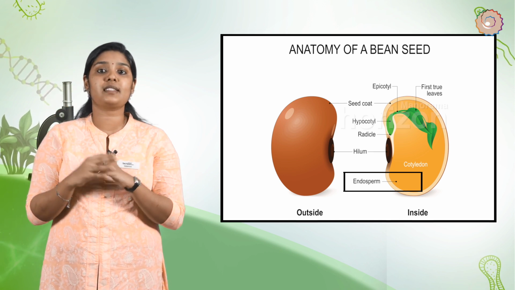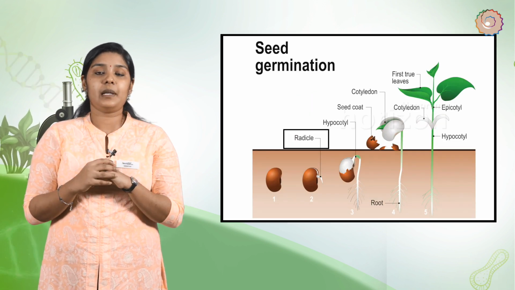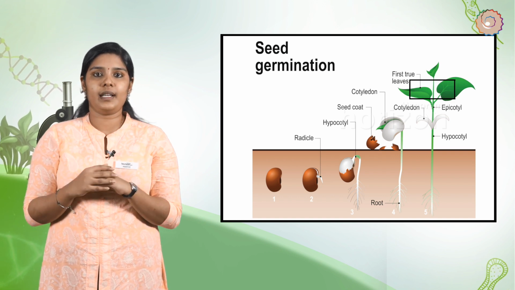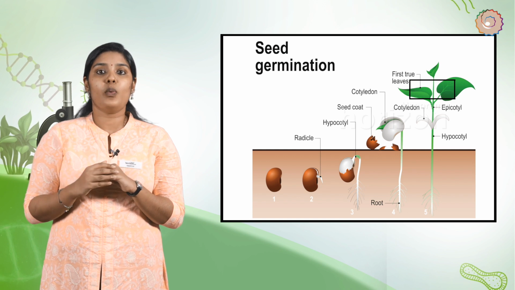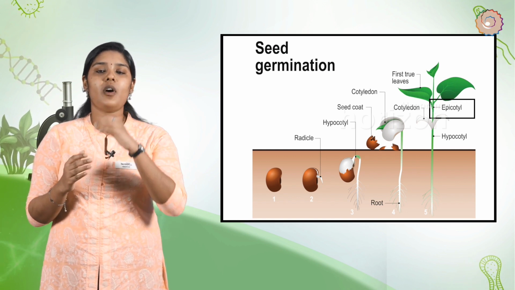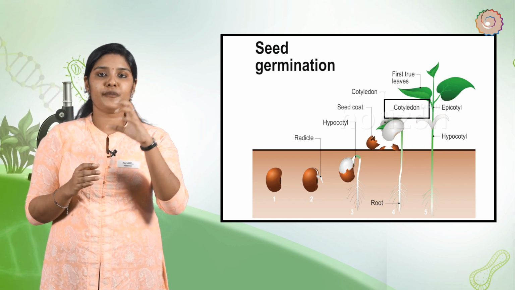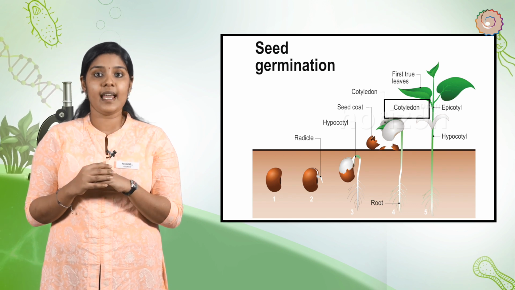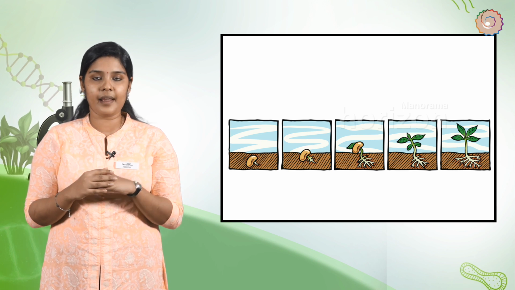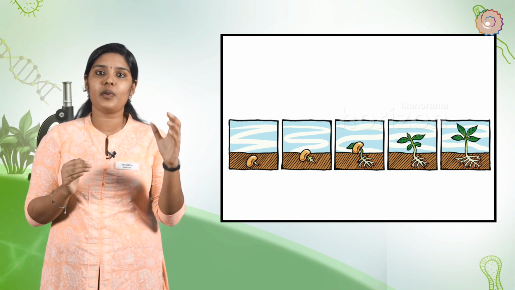The embryo consists of the following parts. Radicle, the embryonic root, becomes the future root. Plumule is the embryonic shoot, the tip of the epicotyl, which becomes the future shoot. Epicotyl, the region above the cotyledon, gives rise to the stem. Cotyledons store food and provide nutrients to the cells required for growth. The process of development of a seedling from the embryo to a plant under appropriate conditions is known as germination.